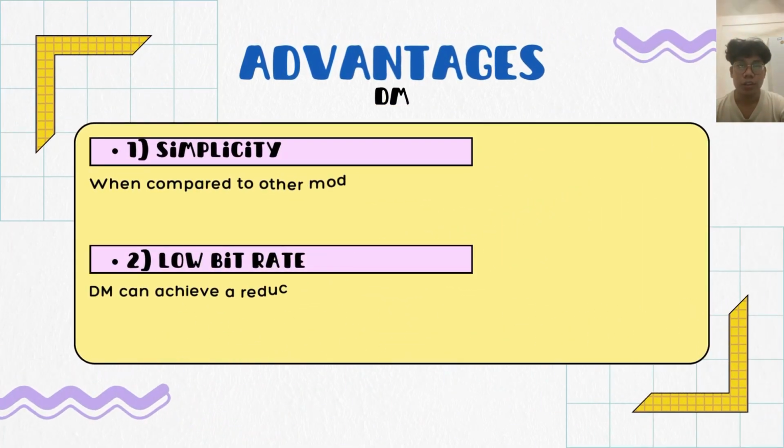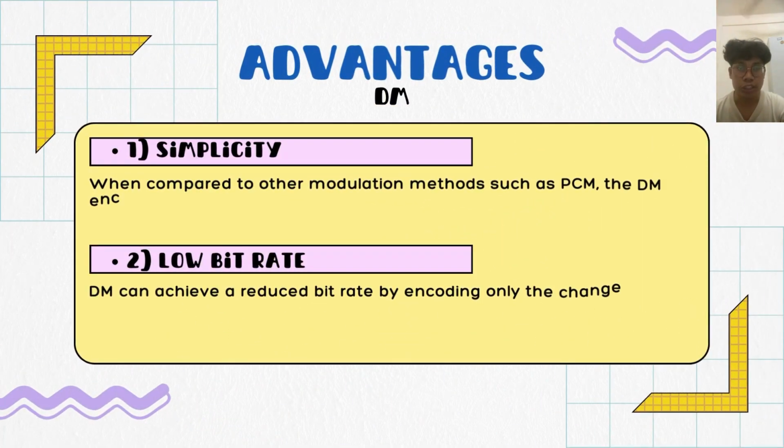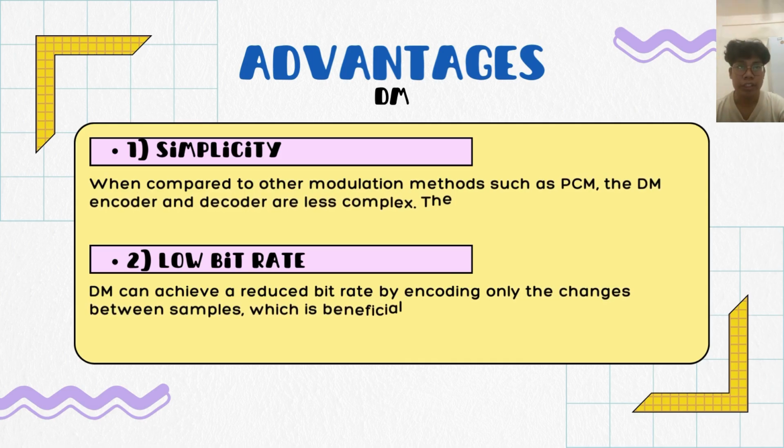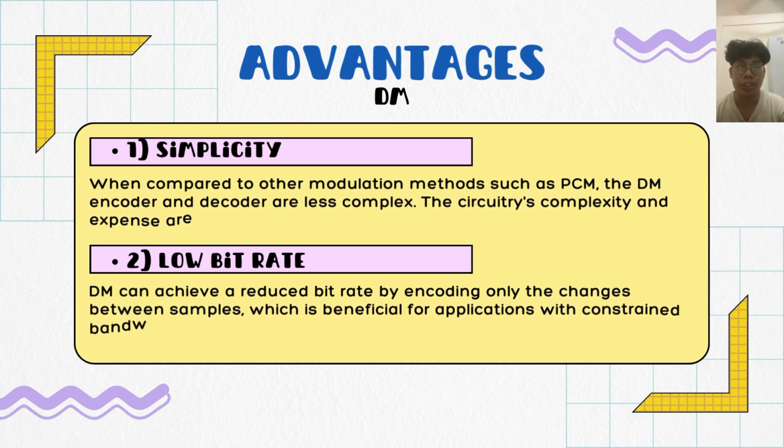The last technique of modulation is delta modulation, or DM. The advantages of DM come from its simplicity compared to other modulation such as PCM. The DM encoder and decoder are less complex. The circuitry complexity and expense of DM are decreased by its simplicity. DM also has a low bit rate, where it can achieve a reduced bit rate by encoding only the changes between samples. This is beneficial for applications with constrained bandwidth.